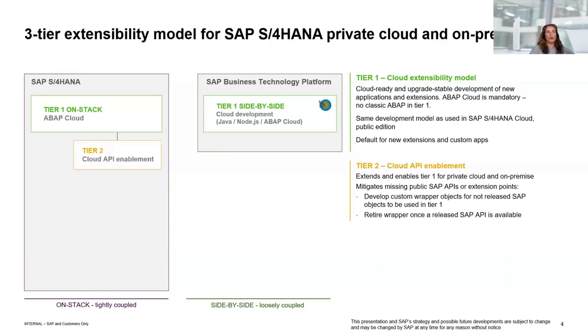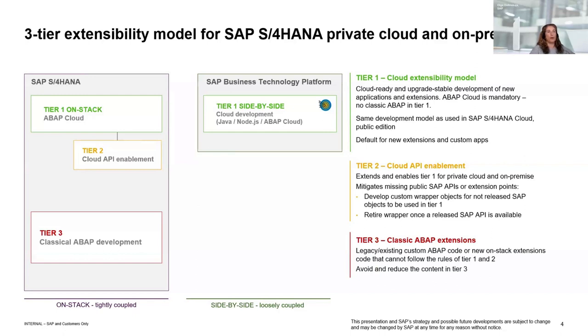If you need to use an API which is not yet released by SAP, not yet publicly available, you can write your own custom wrapper in order to wrap the unreleased functionality and make it available in tier one. This is the so-called tier two, which serves as an extension to tier one, and is also developed with ABAP Cloud development rules, besides the wrapped unreleased SAP objects. And once SAP releases the corresponding functionality, you can retire the custom wrapper. So this is also ABAP Cloud ready development.